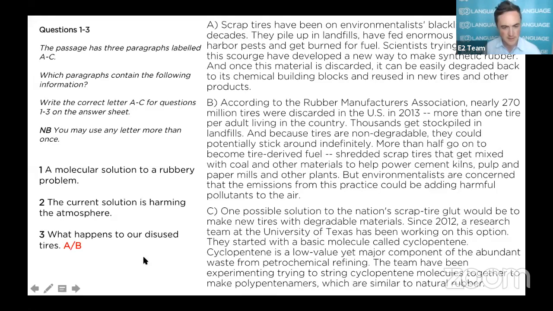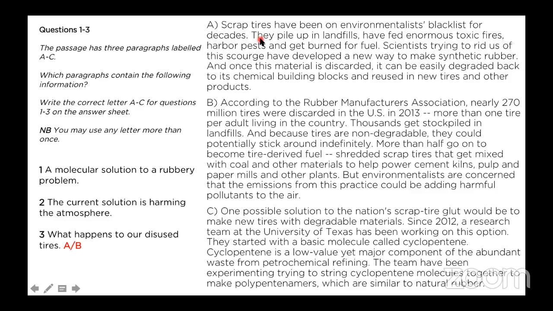Sorry, I wrote this too quickly and I didn't check. It actually could be A or B. In IELTS, it's going to be one and it's going to be very clear which one it is. My mistake. If you had A or B, you could get this, because what happens to our disused tires? Well, here it says, and I missed this, they pile up in landfills, have fed enormous toxic fires, harbor pests, and get burned for fuel. So get burned for fuel and pile up in landfills is the same as what happens to our disused tires. Here it also says thousands get stockpiled in landfills. So it could be A or B. My apologies.